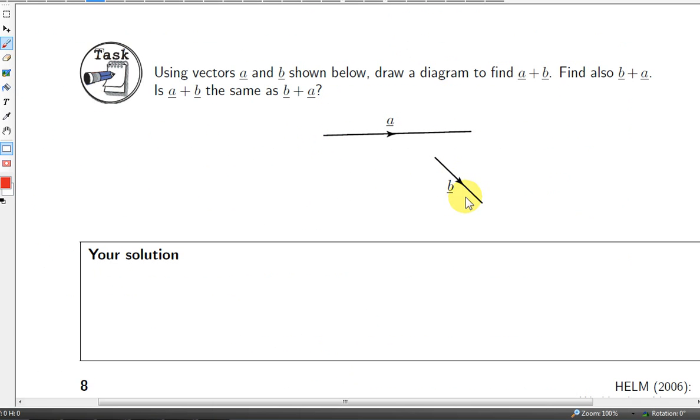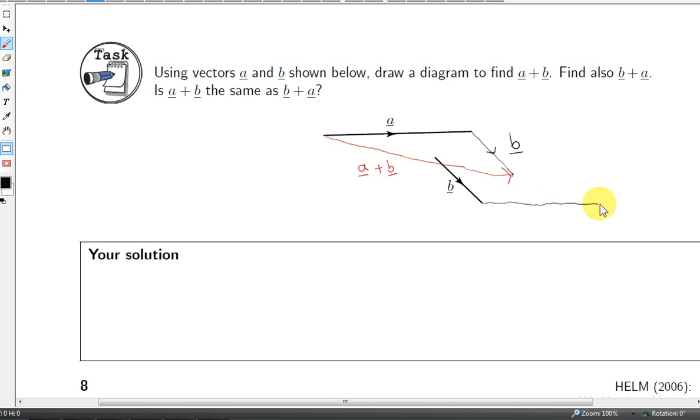Let's take this example here. We want to add vector A and B together, so we could take B, move it parallel to itself so that its tail is at the head of vector A. So it would look something like this. Then to get vector A plus B, we just join the tail of A to the head of B. Now what's interesting is that we can move vector A so that its tail is at the head of vector B.